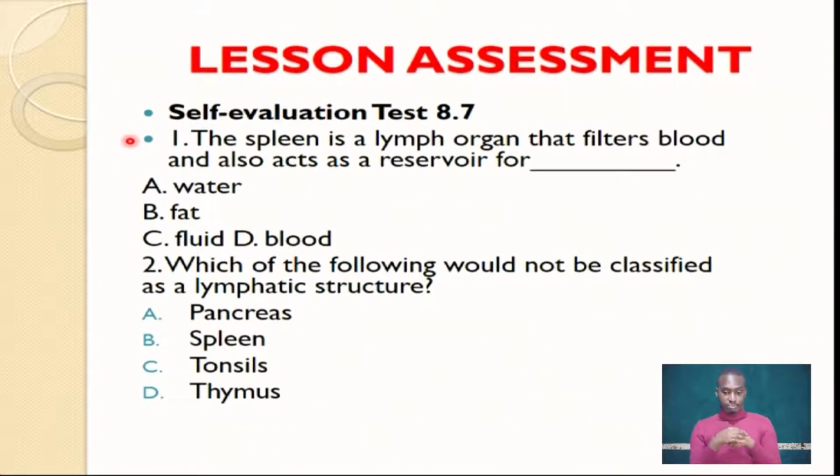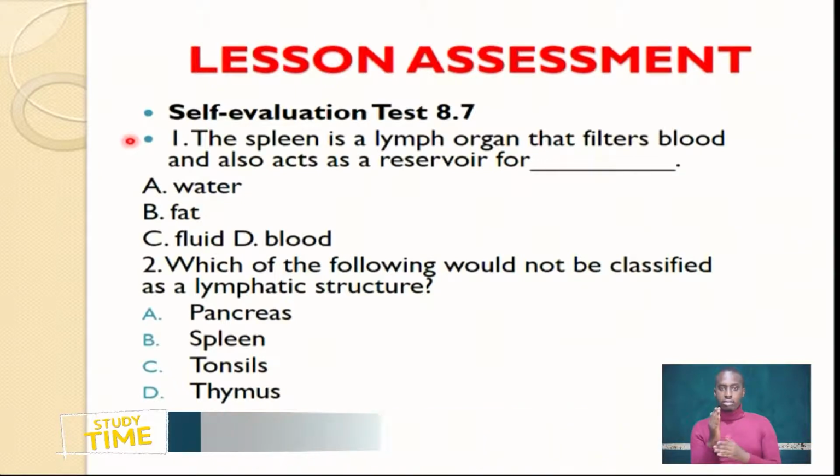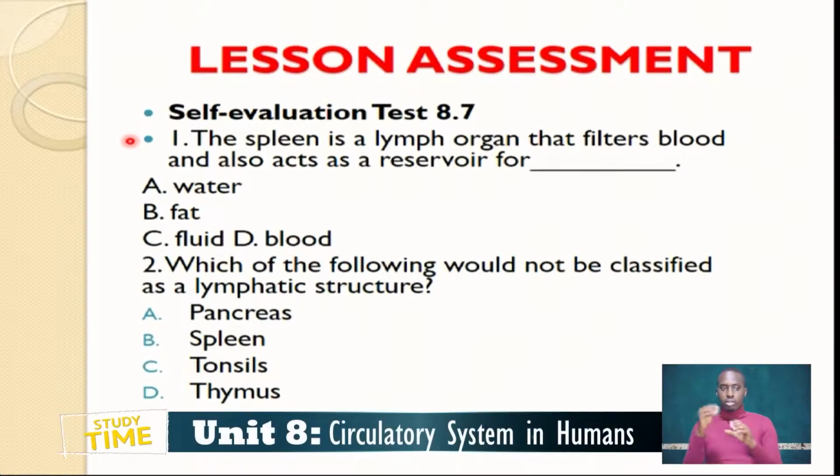So we have a home assignment. You have to go through that home assignment and test your competence. You can get it from the biology book of senior 3 on page 146. You will find the self-evaluation activity. The spleen is a lymph organ that filters blood and also acts as a reservoir for water, fats, and fluid. Which of the following would be classified as a lymphatic structure? Pancreas, spleen, tonsils, and thymus.